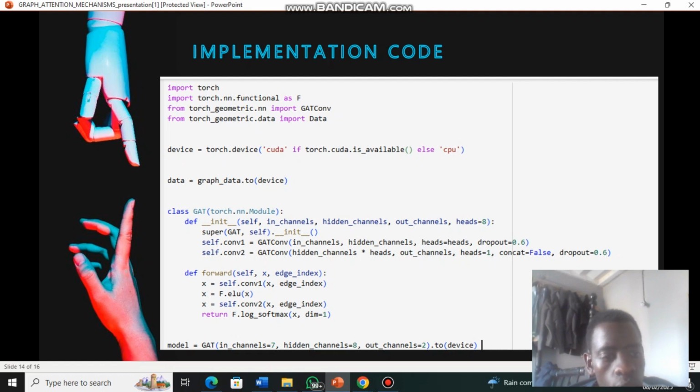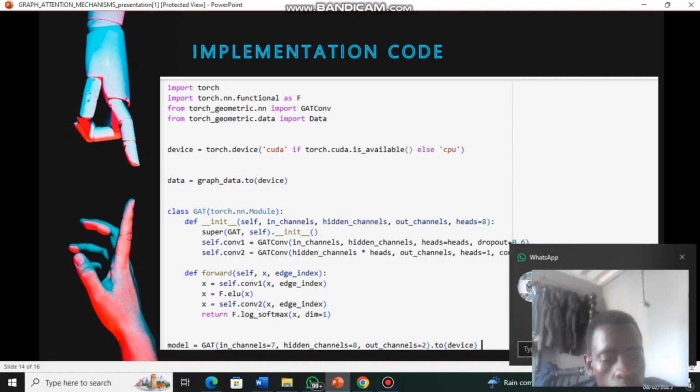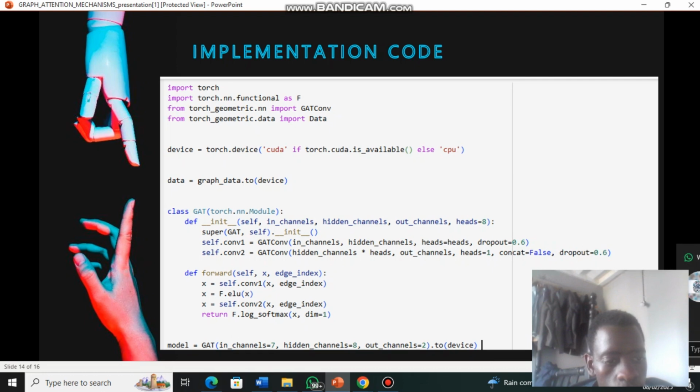Initializes the in channels, where we have the number of input features per node, and also the hidden channels, the number of hidden units per node, and also the number of output classes. Finally, it initializes the attention heads in the first layer. So we shall move on to the function forward. This one defines how data moves through the module, and also passes the node features. It applies the ELU activation function to introduce the non-linearity, and also passes the updated features to the second GAT layer.